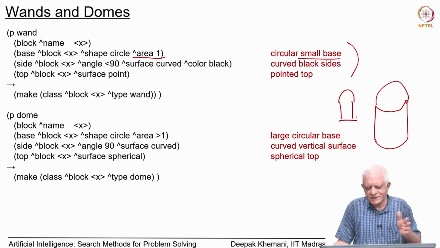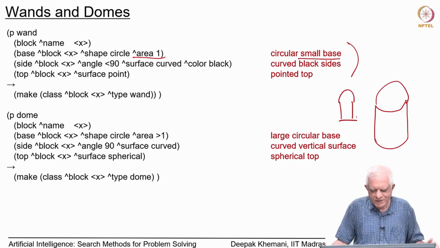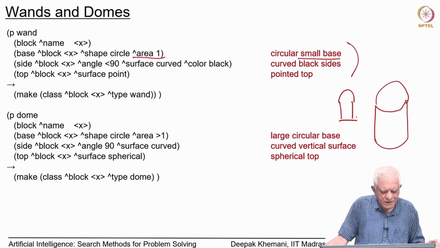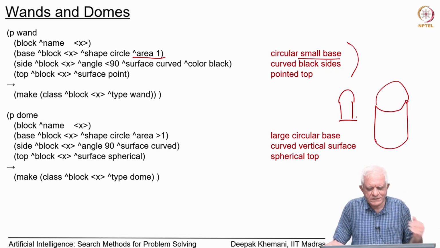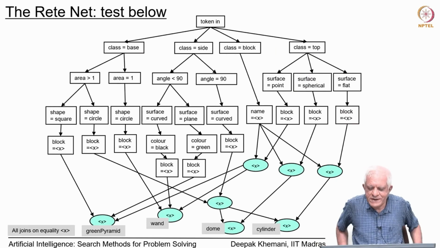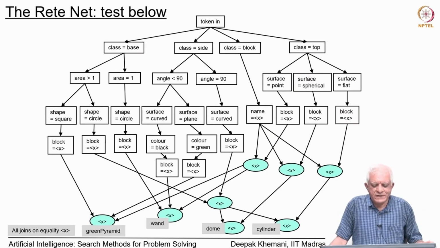It is a dome which has got vertical walls, a flat base, and a spherical top essentially. Supposing we had these 4 rules and we construct a Rete network for them, how would it look? So, here is a Rete network that we have.